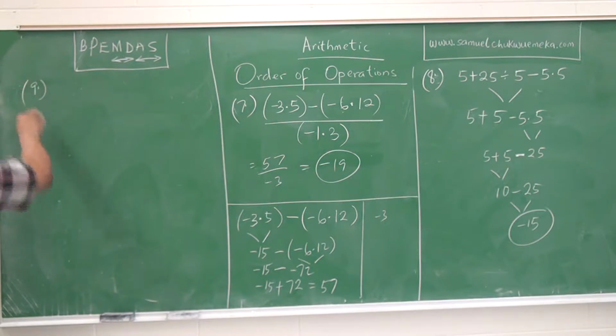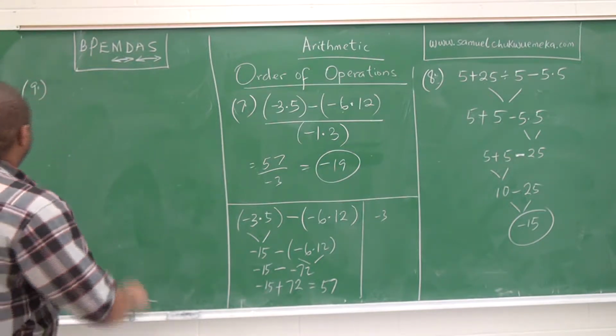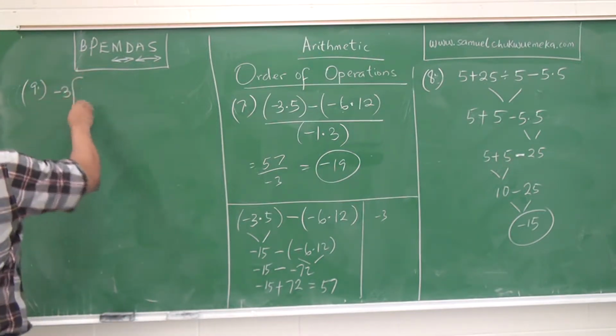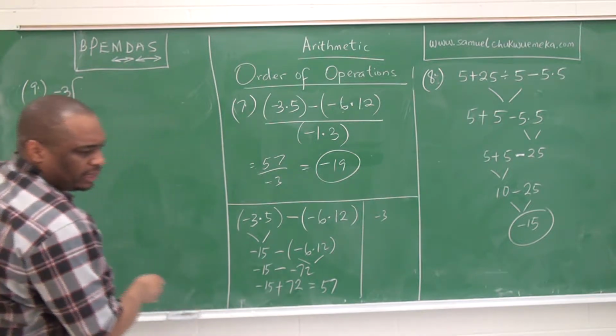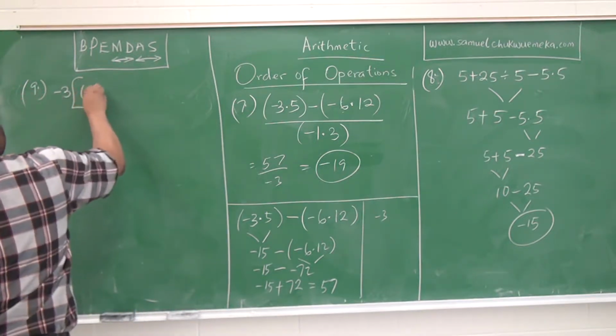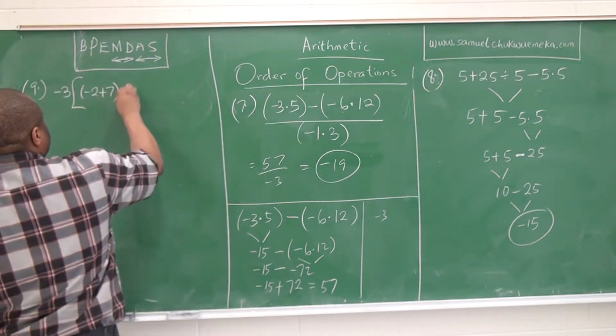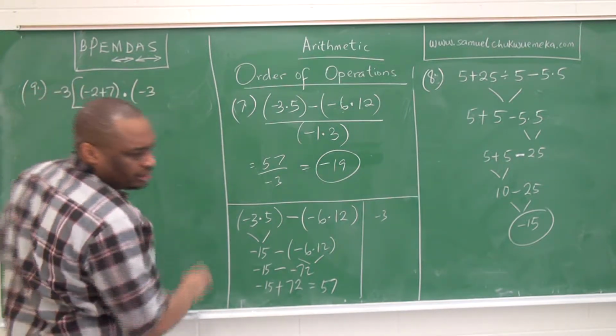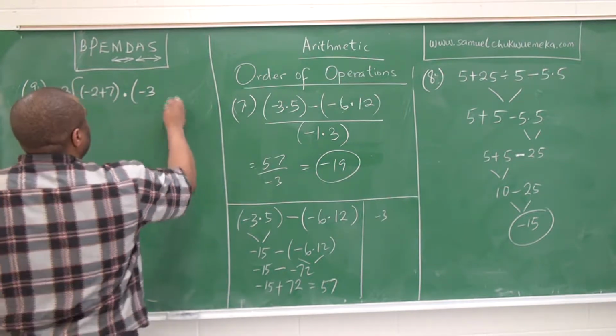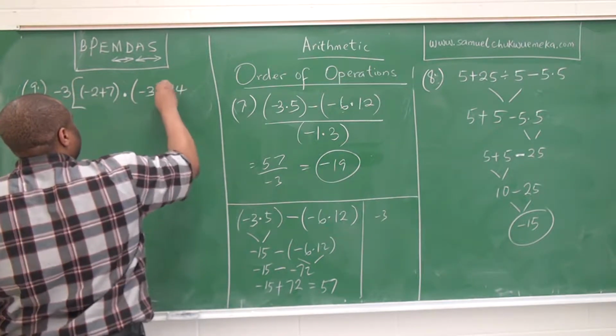Number 9. We're moving on. Negative 3, bracket, negative 2 plus 7, times negative 3 times negative 14.